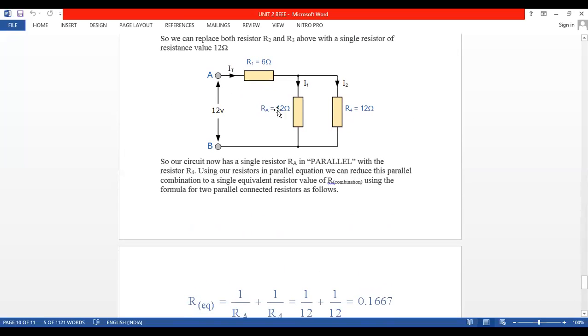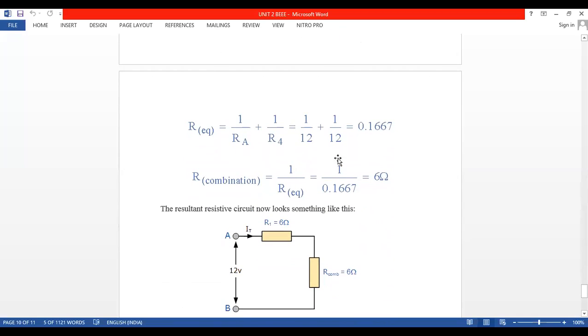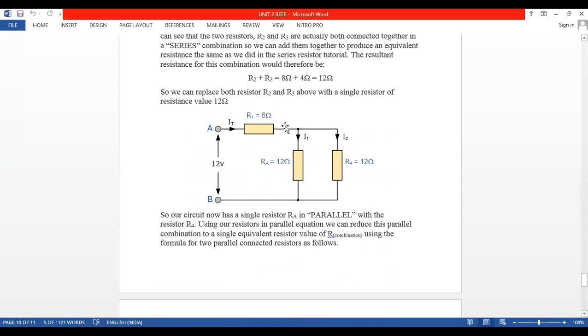So we say these two are in parallel. Parallel means what? 1 by 12 plus 1 by 12. Yes, 1 by 12 plus 1 by 12 we have done here. You can see, it is nothing but 6 ohms you are getting. Okay, total combination: 1 by R you will get, but you have to reverse that, so 6. Now you see what is the leftover one? R1.